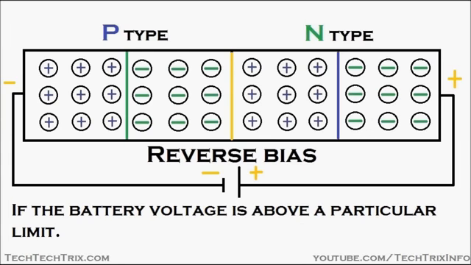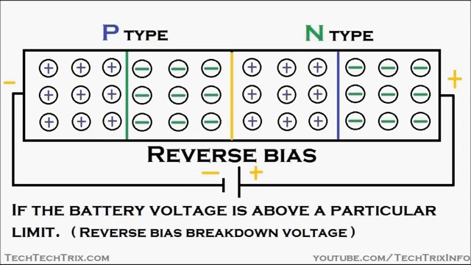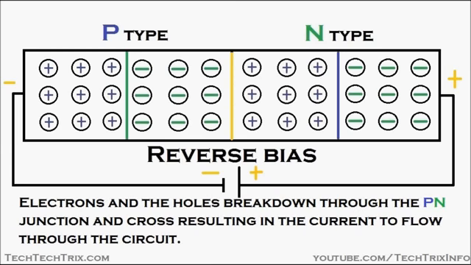But in a particular condition, if the battery voltage is above a particular limit, called the reverse bias breakdown voltage, what happens is that if the battery achieves this reverse bias breakdown voltage, electrons and holes break down through the PN junction and cross this junction, resulting in current flowing through the circuit.